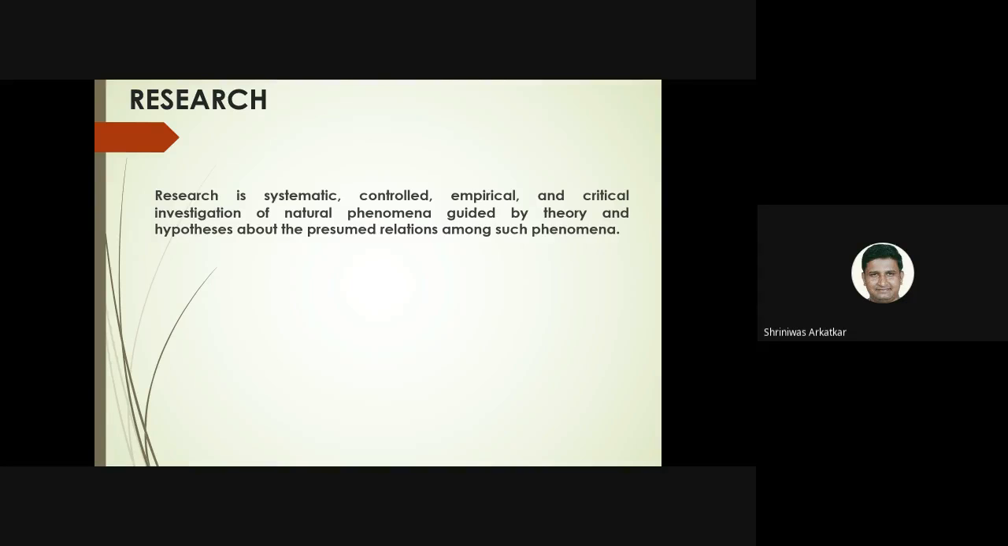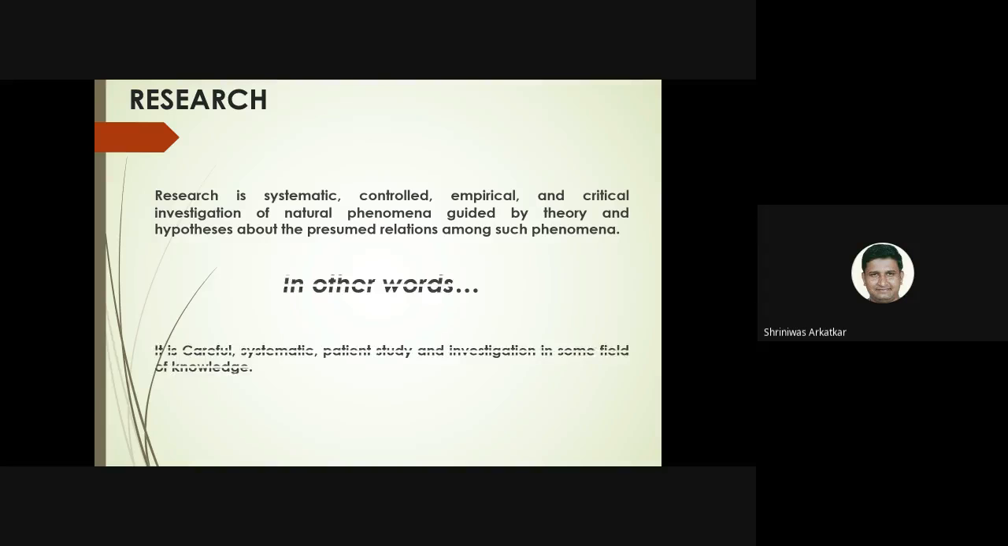So this is the whole theme of my presentation today, and I will be getting on with this. Research is a very careful, systematic and patient study and investigation in some field of knowledge. It may be engineering, it may be sciences, it may be pharmacy, it may be even, I'm not exaggerating, music, where we need a lot of statistical analysis. So we need a lot of statistical software and tools even for music related stuff, because these ragas have some rhythms, and these rhythms also follow some mathematical distribution.